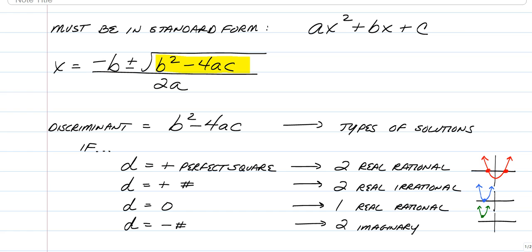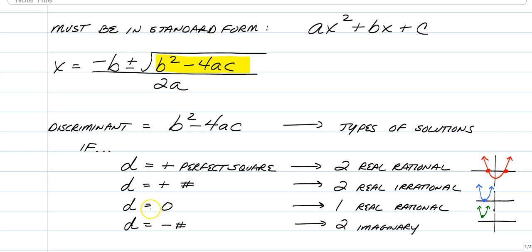Now, to take that even a step farther, if it's a perfect square, then you're going to have two rational answers. If it's just any other positive number that's not a perfect square, your answer is going to be irrational, like the square root of 8 or something.